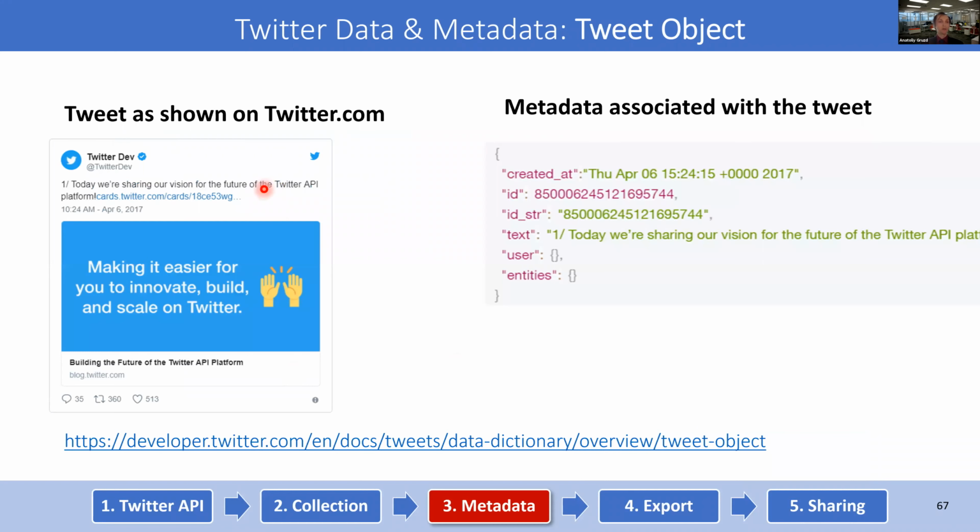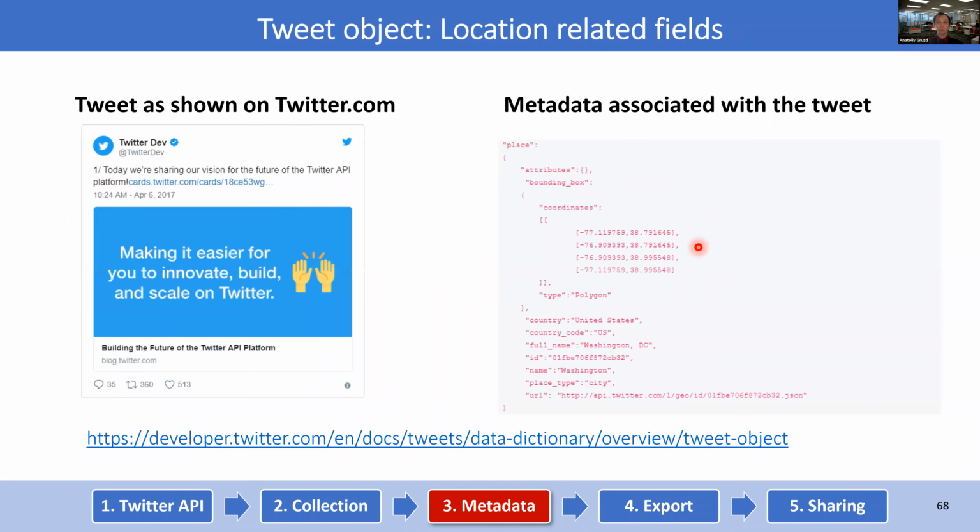So let's look at this example tweet from the Twitter developers team. On the left side is what people will see in the app or on the website. But if you collect this tweet as part of your dataset, you'll have metadata associated with it. There will be information on when it was created, to the second, and an identifier, the unique number that relates to this tweet. There will be the text itself, but there will be other data points.